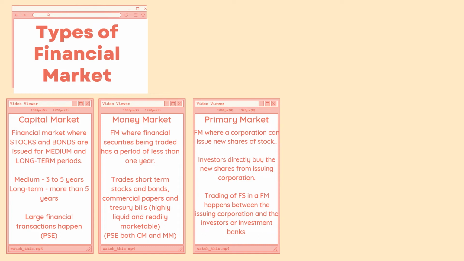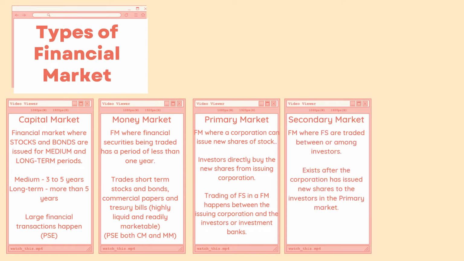The third one is the primary market. The primary market is a financial market where a corporation can issue new shares of stock. Stock corporations that need fresh capital can raise the required funds by issuing new shares of stock. The primary market facilitates the raising of the required amount when the investors directly buy the new shares from the issuing corporation. Therefore, the trading of financial securities in the primary market happens between the issuing corporation and the investors. The proceeds of the trading go to the issuing corporation.